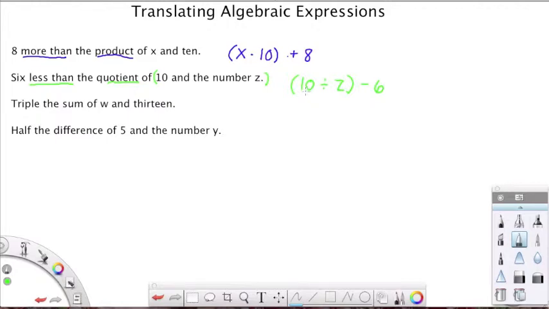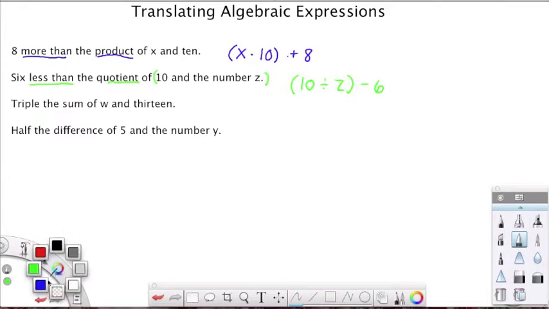So we would write it like this: 10 divided by z, or we would say the quotient of 10 divided by z, minus 6. So even though we say 6 less at the start, don't be fooled by that. You have to say 6 less than what? Than the quotient. You're not taking this away from 6. Be careful.